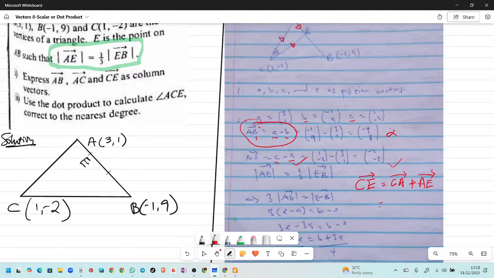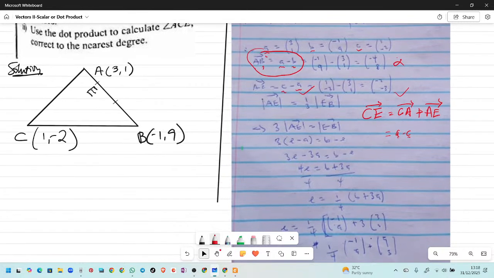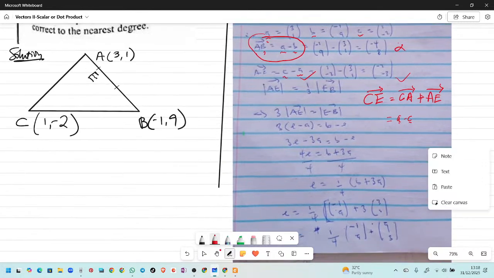So CA, EA, which is A minus C. You multiply which one? By 3. Yes, if you are multiplying, for what purpose are you multiplying? I'm just asking you. For what purpose are you multiplying?